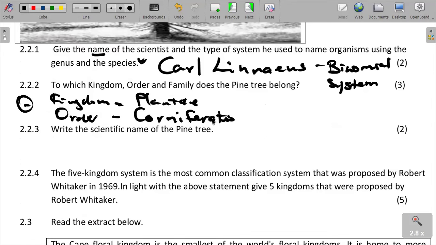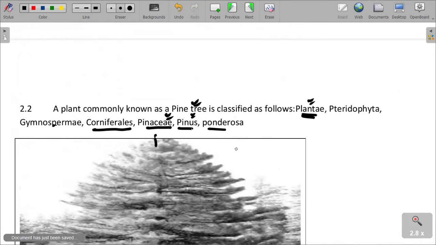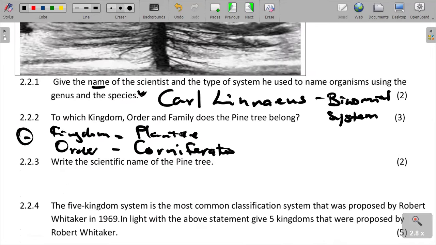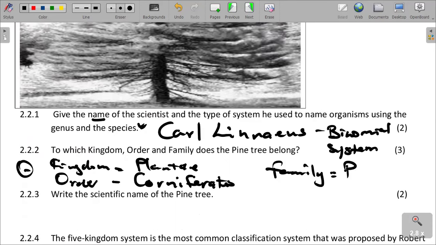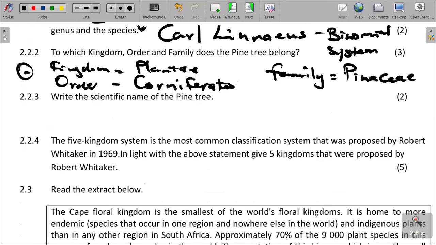Then the family, obviously, if you look at this family, it belongs to the Pinaceae. The family, it is the family. The Pinaceae is the family. That is it.